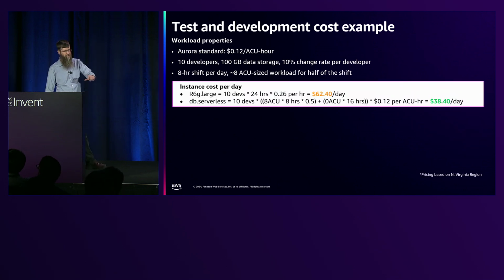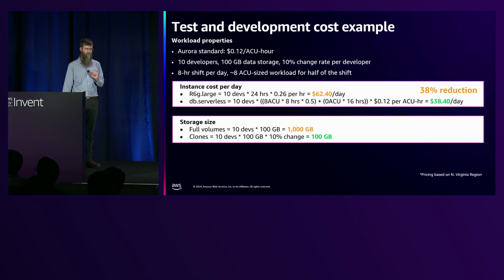Cool. So the instance is going to cost us, if we do an R6G.large, the provisioned instance, about $62. If we do it with serverless, with those provisos before, that's $38. That's a 38% reduction. That's pretty good. Happy with that.